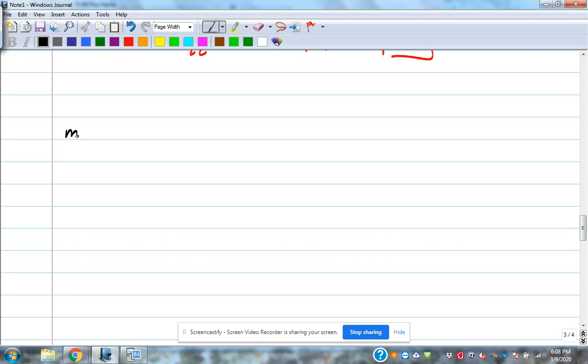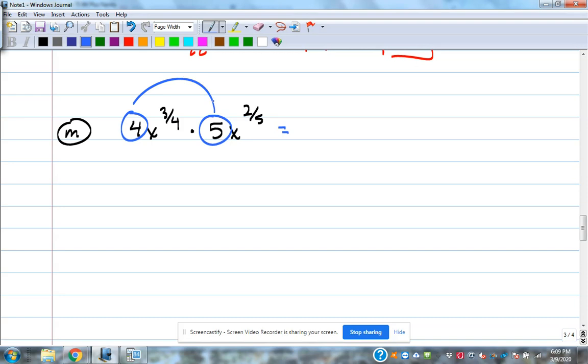So let's say we had 4x to the 3/4 times 5x to the 2/5. So the exponents are only on the x's. They're not on the numbers. The 4 and the 5 are just coefficients. They're in front. So since 4 and 5 are the coefficients in front, I'm just going to multiply them together and get 20. And then what's the rule for the x's, the exponents on the x's?